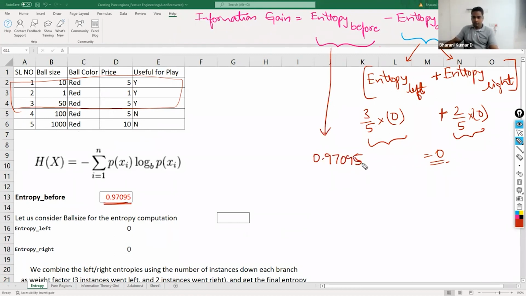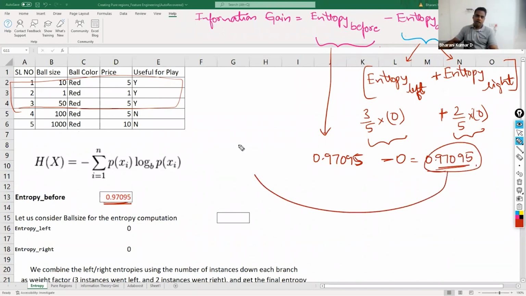0.97095 minus entropy after is 0. That would be nothing but the same value, 0.97095. You get the same value, right? This is what? Information gain. Information gain is entropy before minus entropy after. We calculated entropy before and entropy after, and then you get a value, which is nothing but information gain.